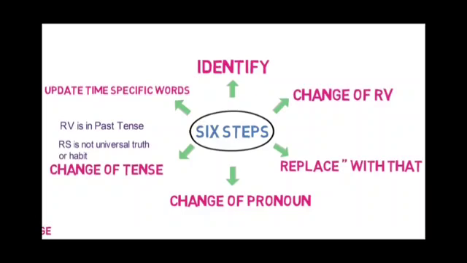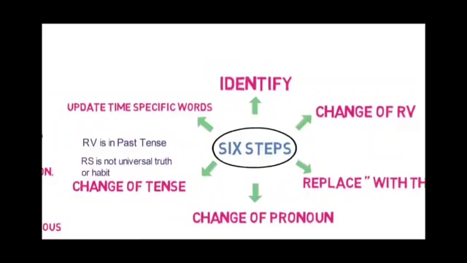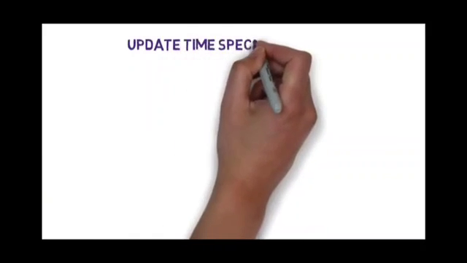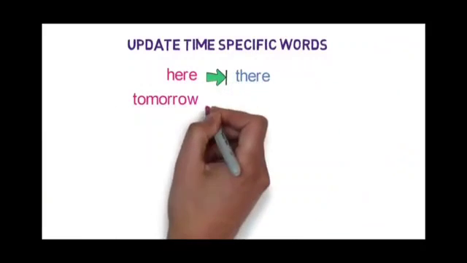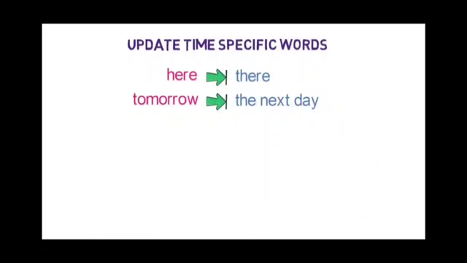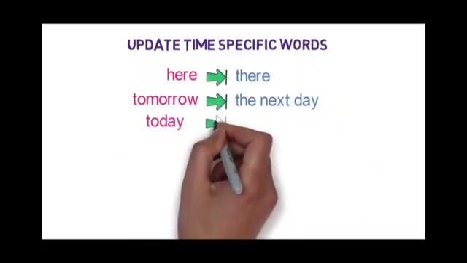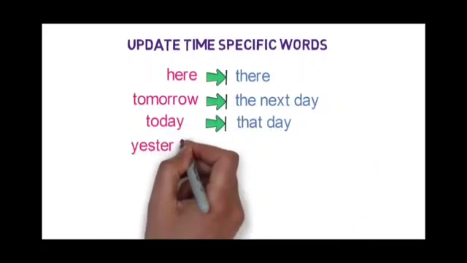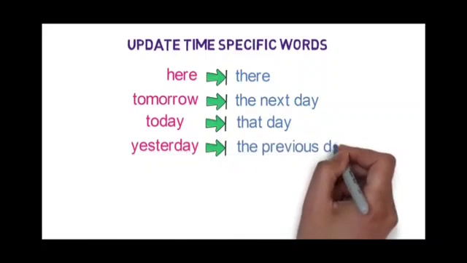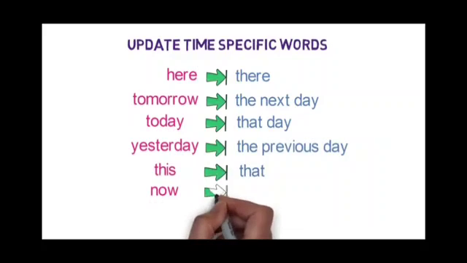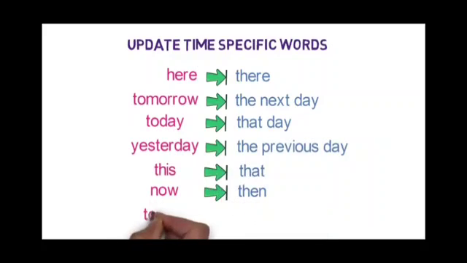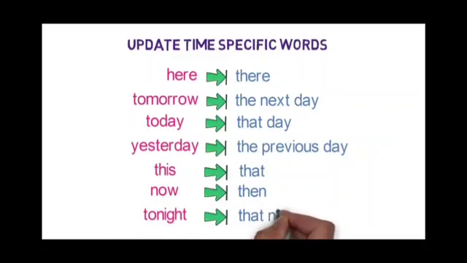Now see another point. Update time specific words. These all are the steps of direct, indirect. Then how? See, update time specific words. Now see here. Here changes into there. Tomorrow changes into the next day. Today changes into that day. Yesterday changes into the previous day. This changes into that. Now changes into then. And tonight changes into that night.